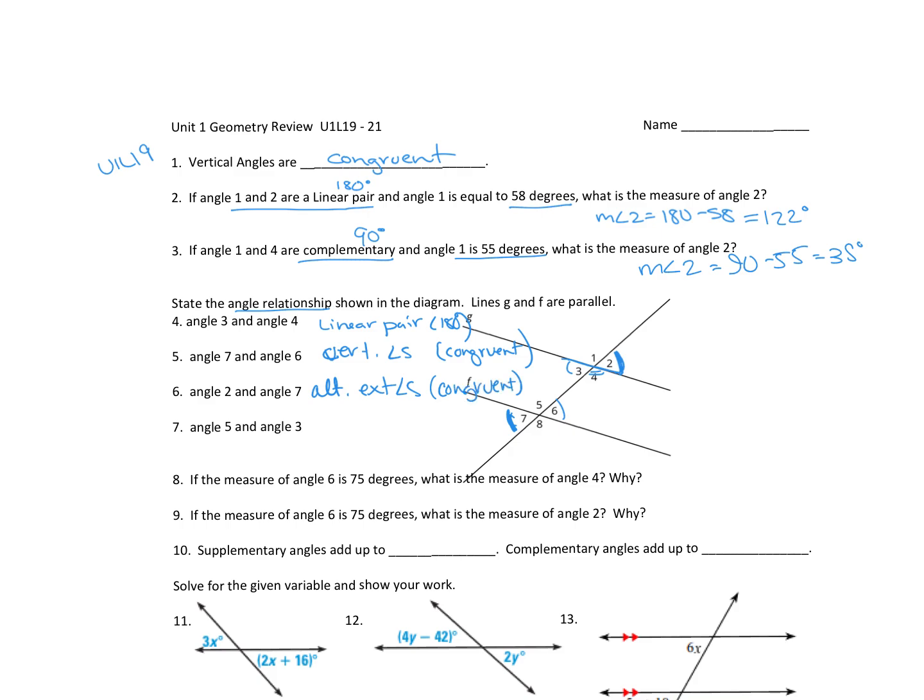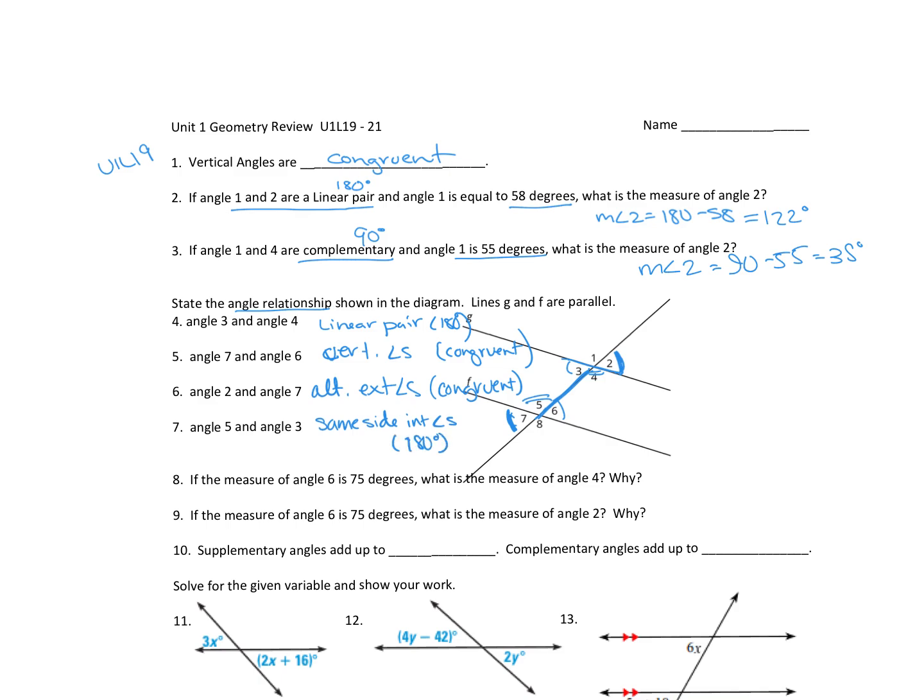And 5 and 3. 5 and 3 are same side. Notice they're on the same side of my transversal, and they're on the interior. So these are my same side interior angles, and they are going to be supplementary. They will add to 180 degrees.